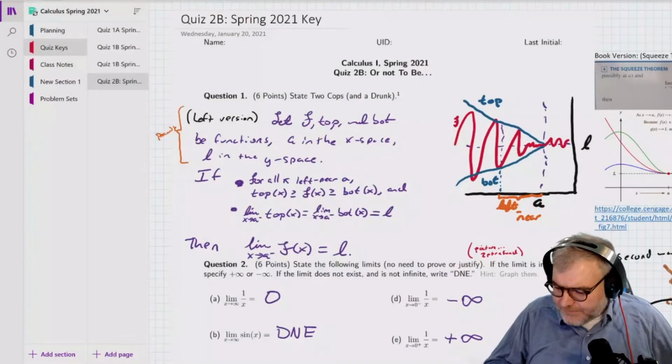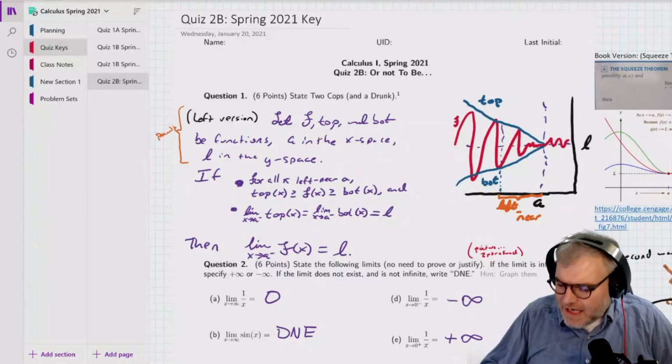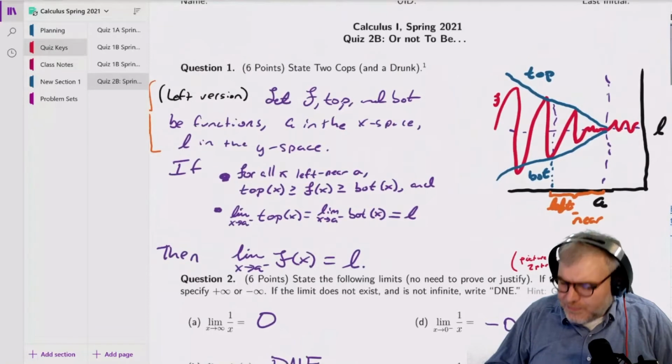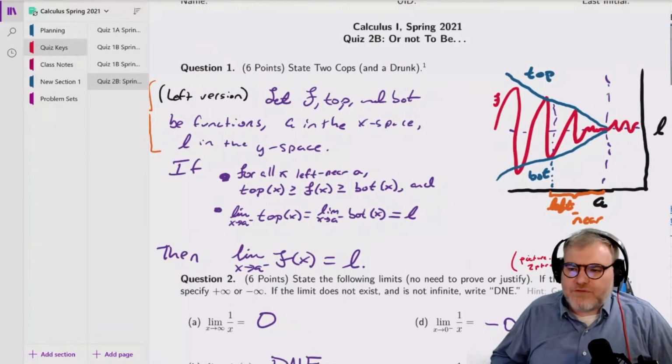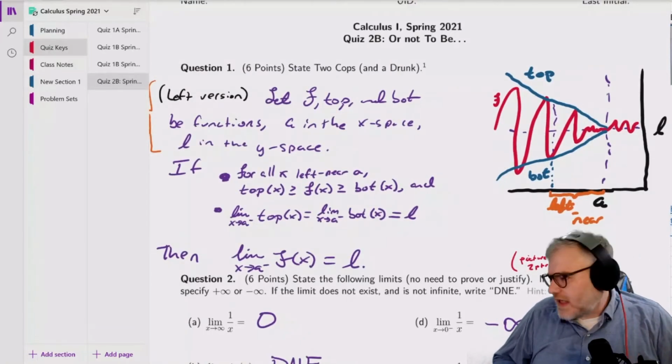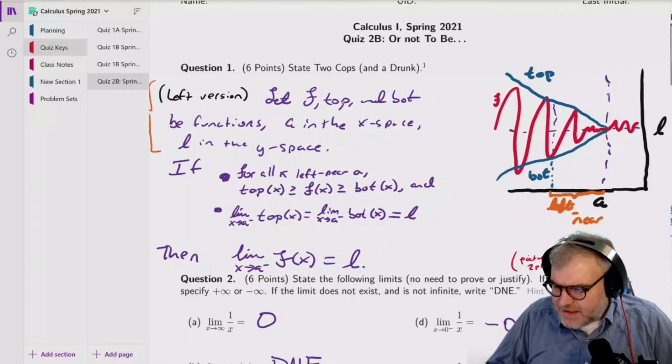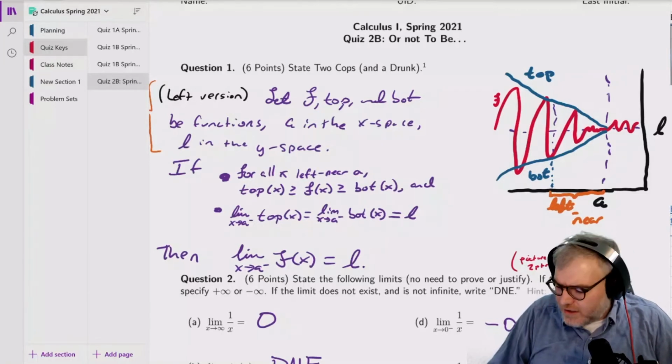So let's go ahead and get started. Quiz keys. Okay, the first question asked you to state the two cops and a drunk theorem. I put up the left version. You could have done the left version, the right version, or the two-sided version. All good. This is in Blackboard Collaborate Ultra.